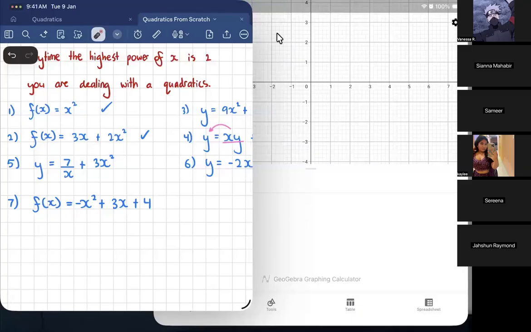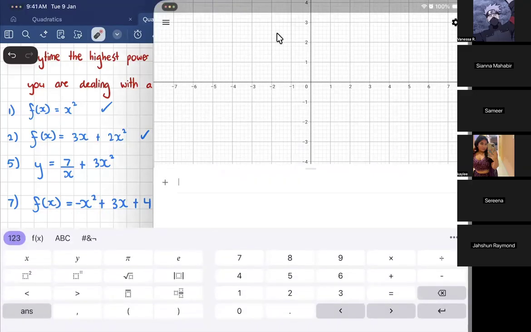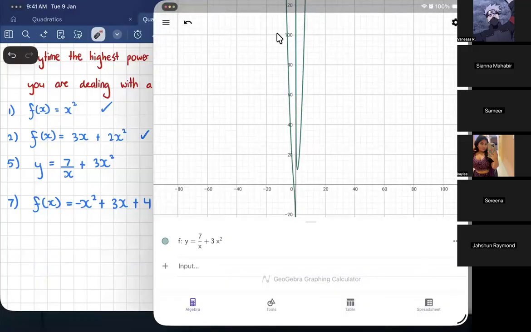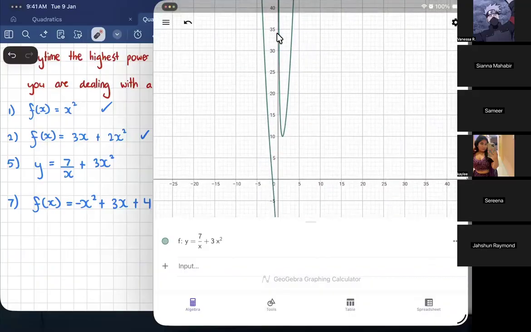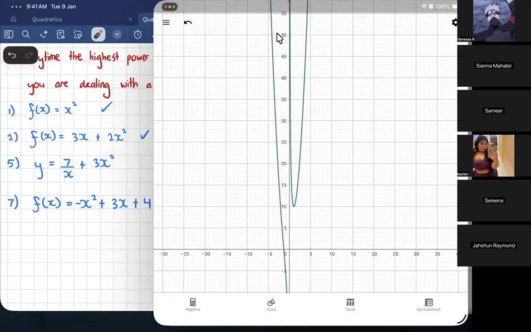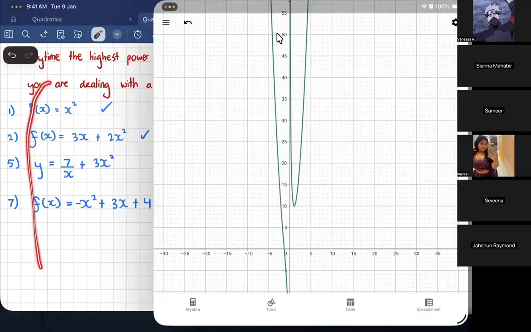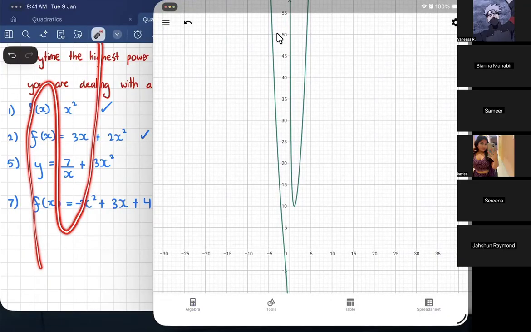From the starter class, a quadratic could either look like this or it could look like this. That's what we discovered, right? Okay. Y is equal to 7 divided by x plus 3x squared. That graph looks kind of weird, eh? Did you see that? That doesn't look like a quadratic. Or do you find that looking like a quadratic? No, I take back what I said.